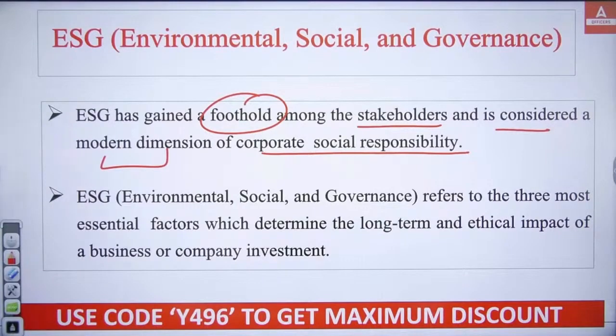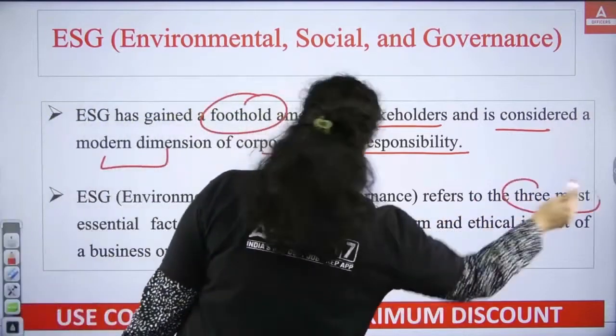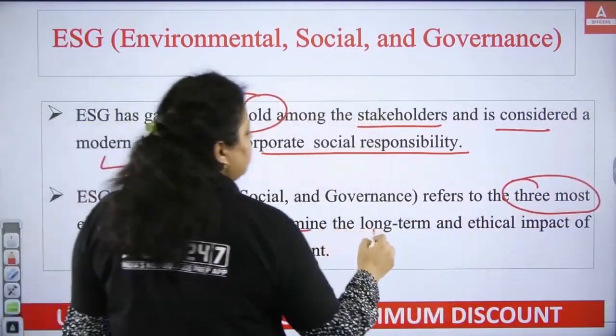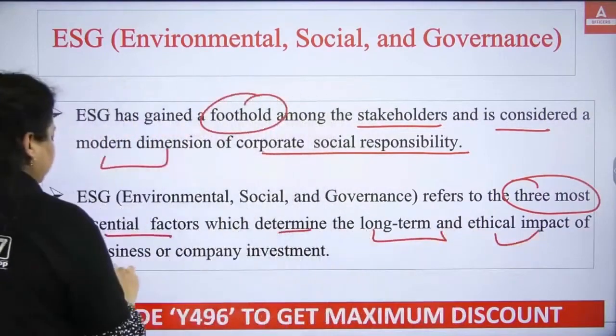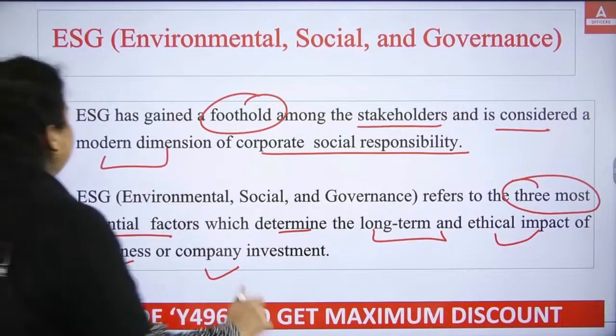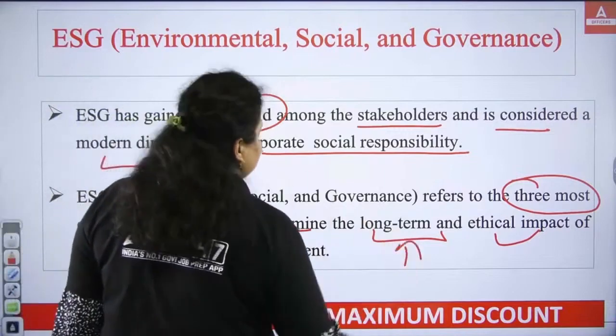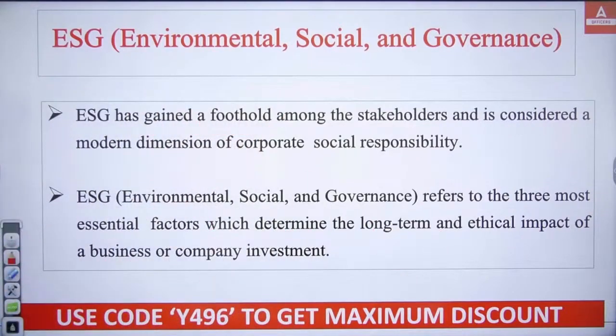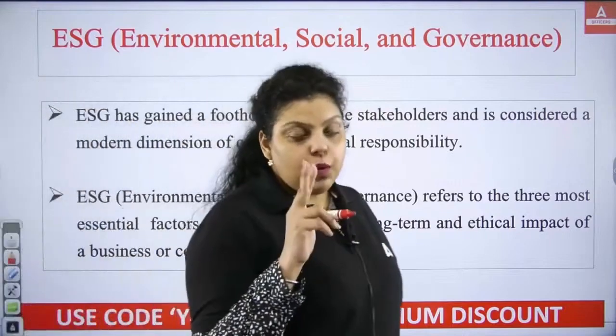What the next paragraph is saying, ESG refers to the three most essential factors which determine the long-term and ethical impact of a business or a company investment. So when we talk about the ESG, what actually is the ESG doing? ESG refers to those three most essential factors that determine the long-term and ethical impact of a business or a company investment. So let's say environmental, social and governance.